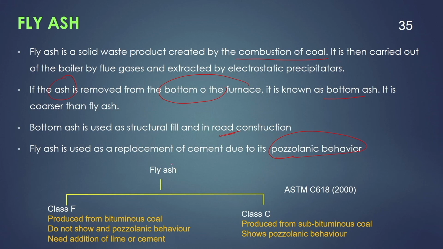Fly ash can be divided into two classes, Class F and Class C, as per ASTM C618. This classification depends on their chemical composition. Class F fly ash is produced from bituminous coal, whereas Class C fly ash is produced from subbituminous coal. Class F fly ash does not show any pozzolanic behavior, whereas Class C fly ash generally shows pozzolanic behavior. Since Class F fly ash does not show any pozzolanic behavior, it needs addition of lime or cement for the treatment of soil or for the soil stabilization process.